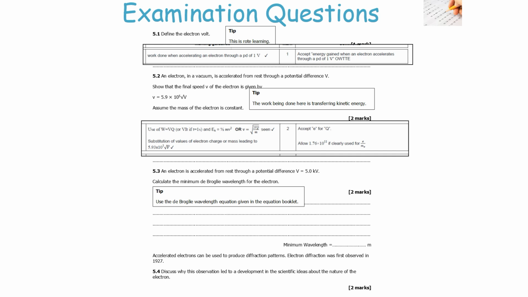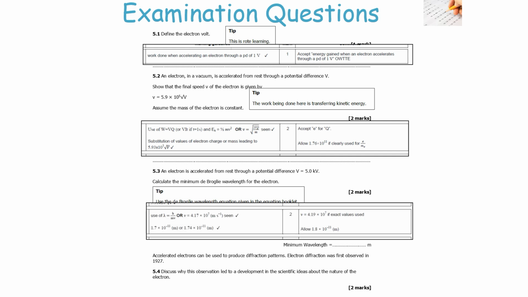Now for the next question, you know that the de Broglie wavelength lambda is equal to h over mv. Remember, v is the velocity. Now you can work out the velocity from the previous equation given, 5.9 times 10 to the 5 times the square root of the potential difference, where the potential difference is 5,000 volts from the question. So you can put all the numbers in and you get 1.7 times 10 to the minus 11 meters.